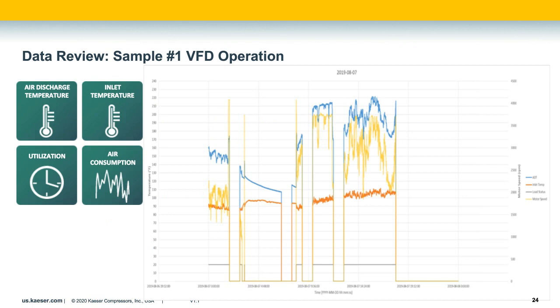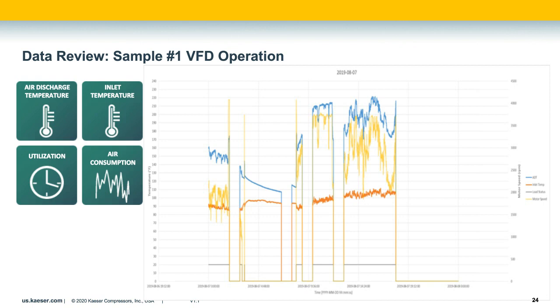Let's go through what seems like a relatively simple example. Here we have a single variable frequency drive compressor. It may be hard to see, but from bottom to top, at the bottom we have a gray line. That's the load status, so when the compressor is loaded, making air, or off. We have inlet temperature in the darker orange, and then motor RPM in light orange. Motor RPM for a VFD can correlate to flow, or what we were talking about before, air consumption. And air end discharge temperature is the blue at the top.